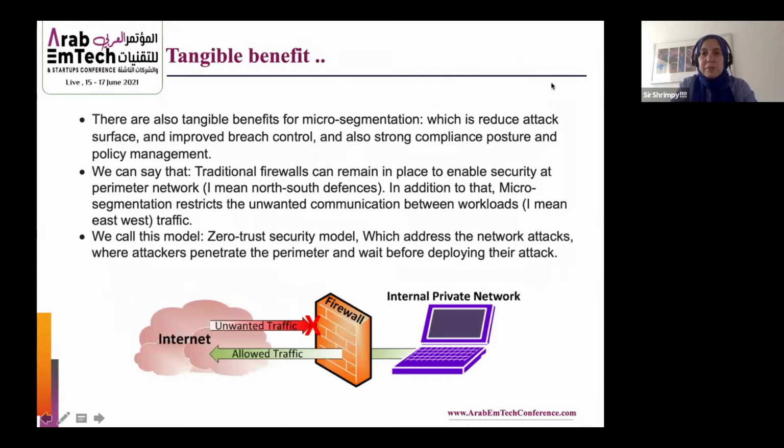There are tangible benefits for microsegmentation: reducing the attack surface, improving breach control, and also a strong compliance posture and policy management. Traditional firewalls can remain in place to enable security at the perimeter network, I mean north-south defense. In addition to that, microsegmentation restricts unwanted communication between workloads, I mean east-west traffic. We can call this the zero trust security model, which addresses network attacks where attackers penetrate the perimeter and wait before deploying their attacks.